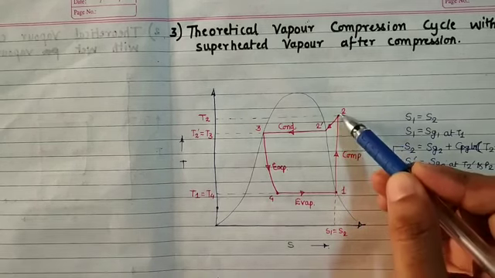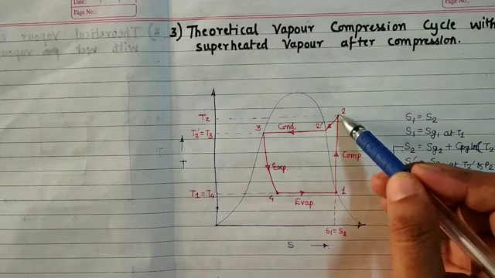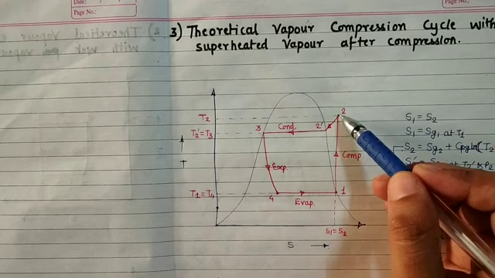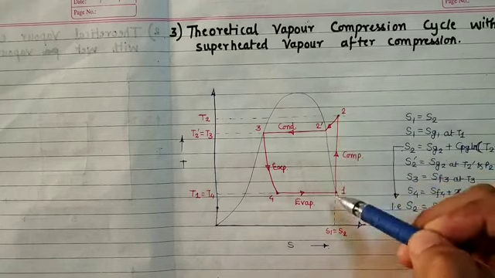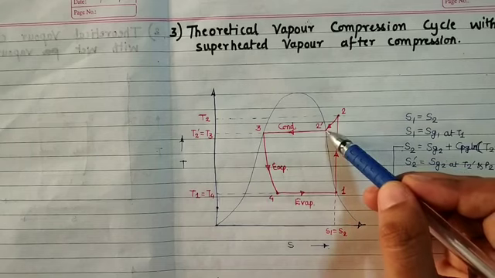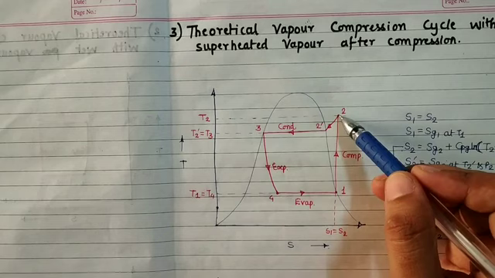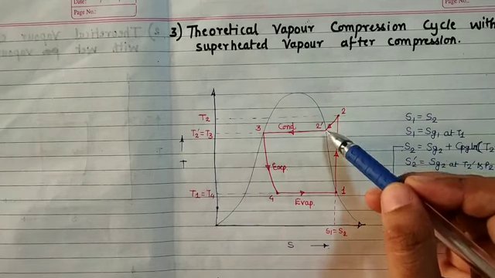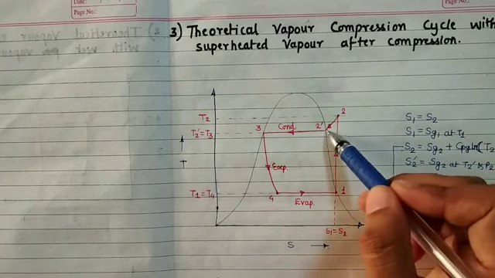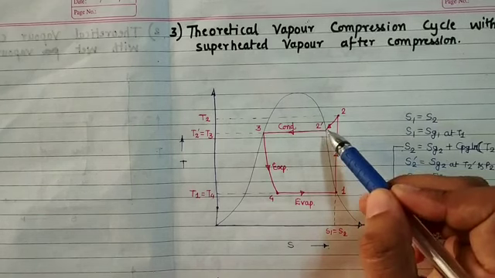So 1 to 2 is the isentropic compression, where at point 2 we are getting in the superheated region, or the vapor region. Basically, we'll be getting superheated condition. 2 to 2 dash is nothing but de-superheating, which is the reduction of temperature from T2 to T2 dash. This is the point 2 dash, which we are getting on the saturated vapor line.